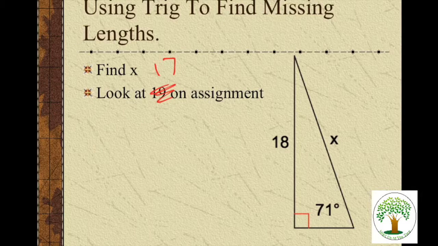Your screen just went white again. Is it still white? No. Okay, we're good.